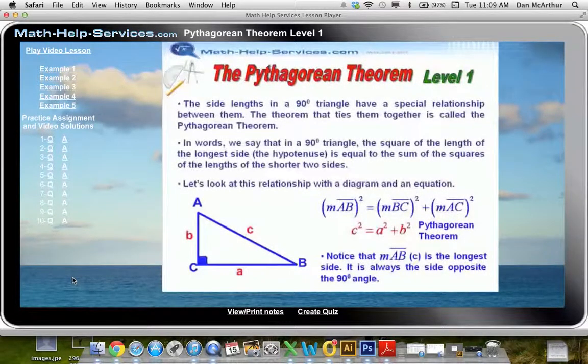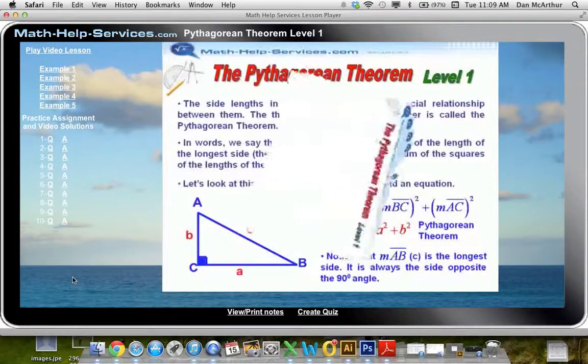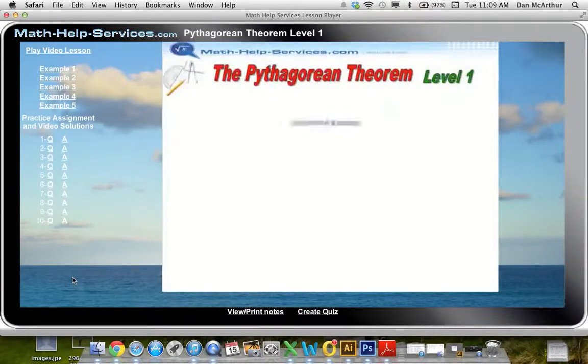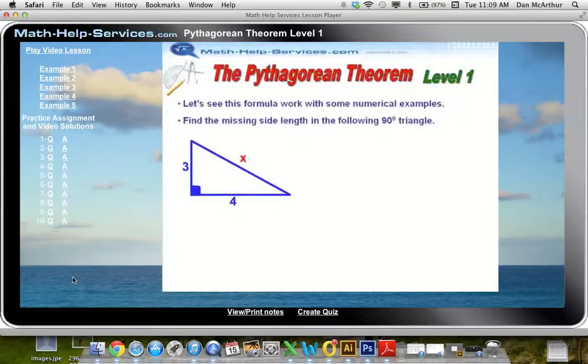Notice that the measure of ABC is the longest side. It is always the side opposite the 90-degree angle. It's called the hypotenuse. Let's see this formula work with some numerical examples. Find the missing side length in the following 90-degree triangle.